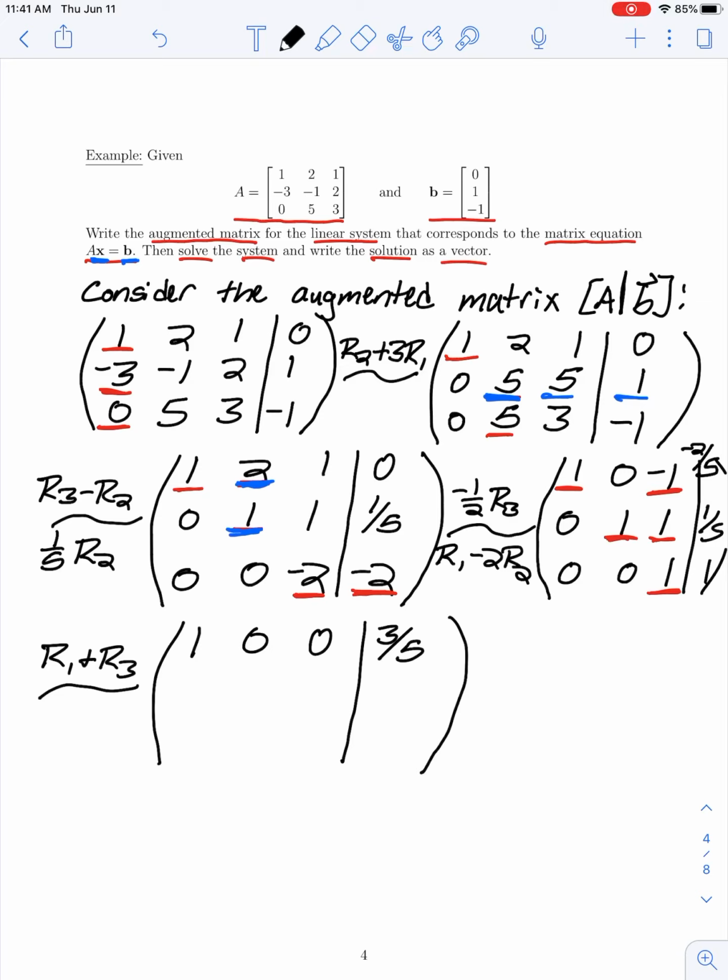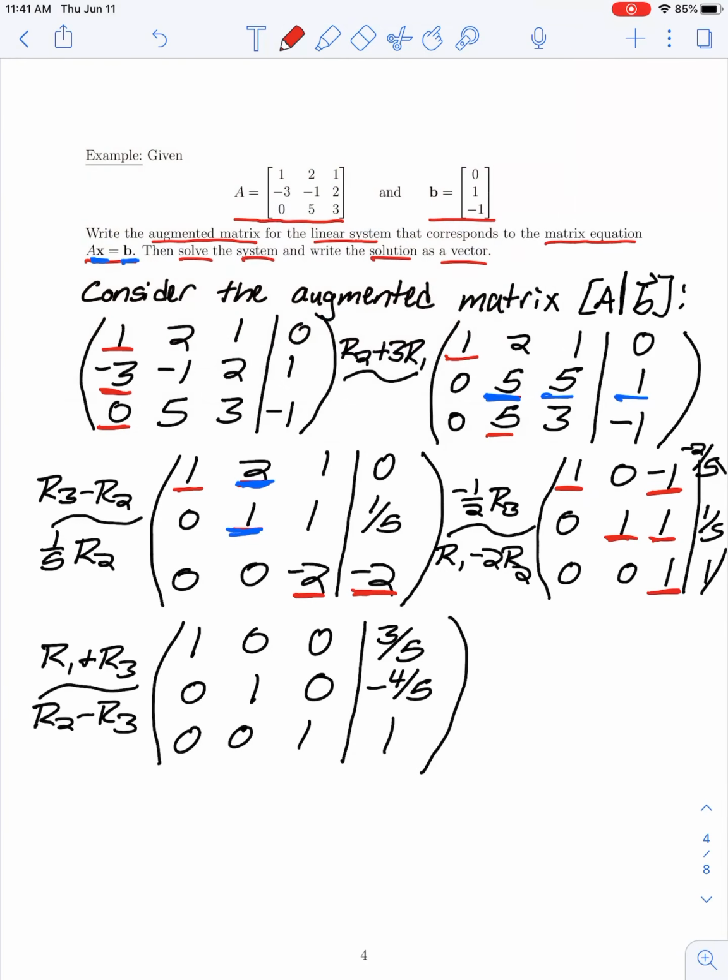For my second row, to kill off that 1 in the last column, I'm going to take row 2 and subtract row 3 from it, which would leave me 0, 1, 0, and 1/5 minus 1 gives me a negative 4/5. And my last row was 0, 0, 1, 1. So I now have this in reduced row echelon form, and I can read off my solution directly.